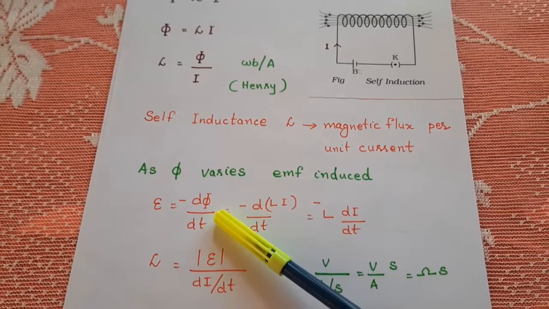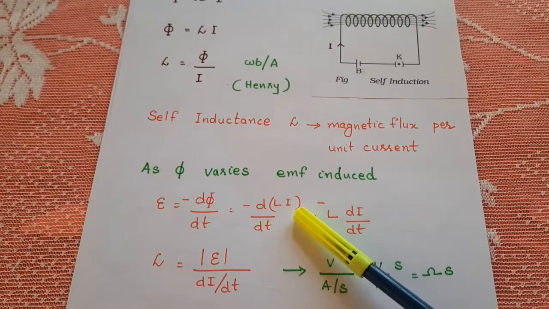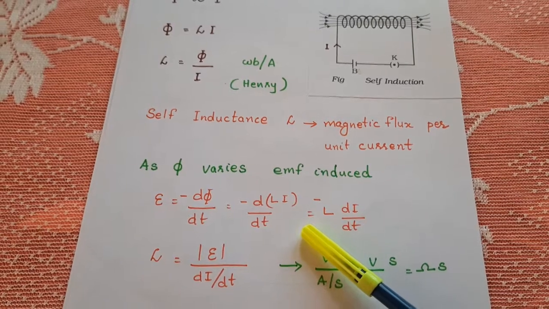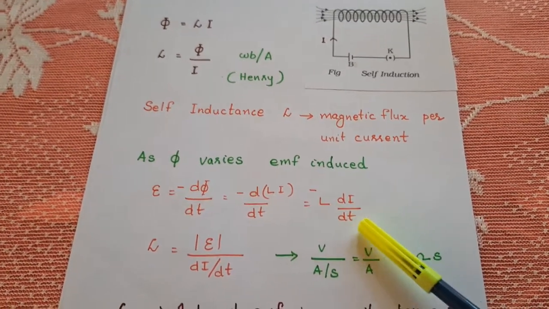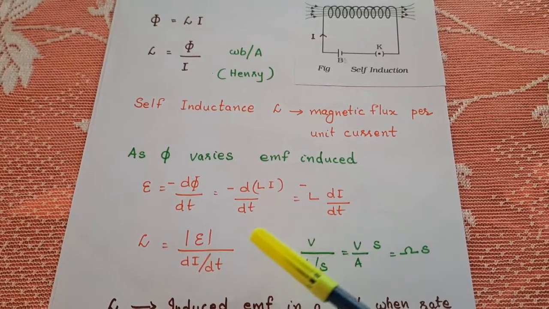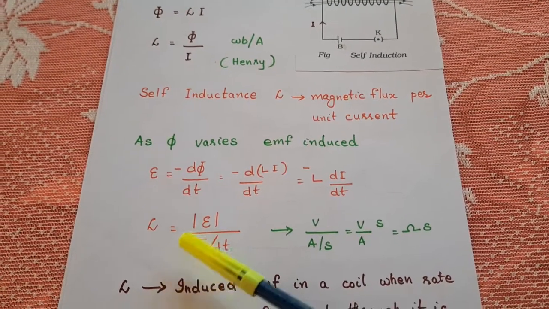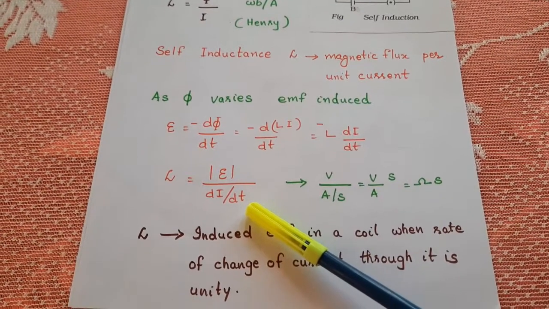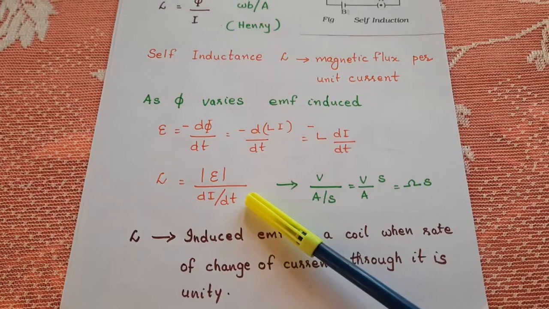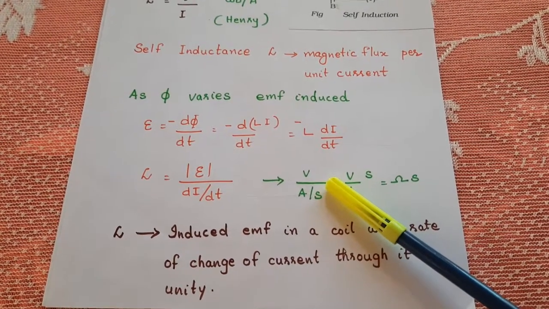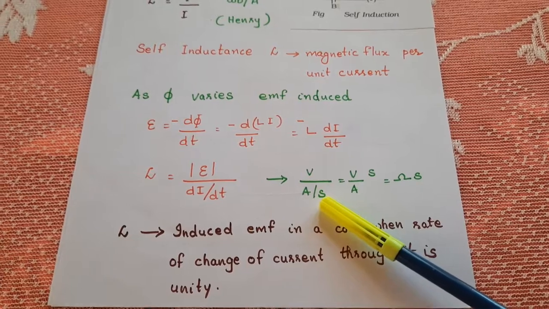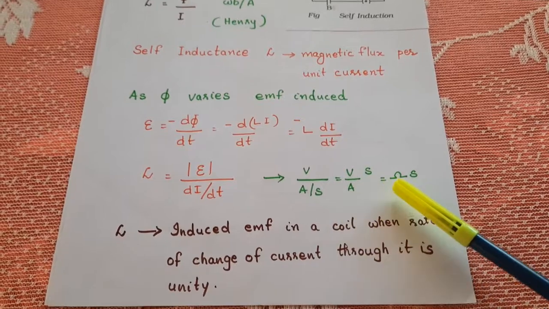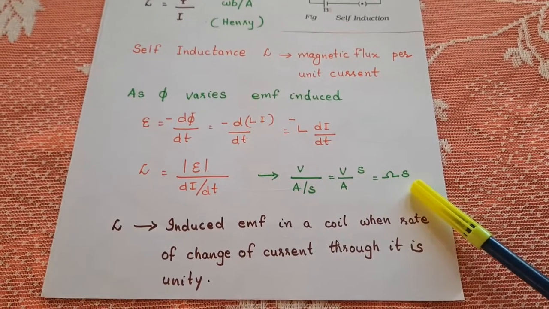Let us substitute for phi. Phi is equal to Li. L is a constant. So this is equal to minus L into di by dt. Therefore, L is equal to magnitude of induced EMF by di by dt. From this equation, the unit of L is volt per ampere per second or volt second per ampere. Volt per ampere is ohm, so ohm second.